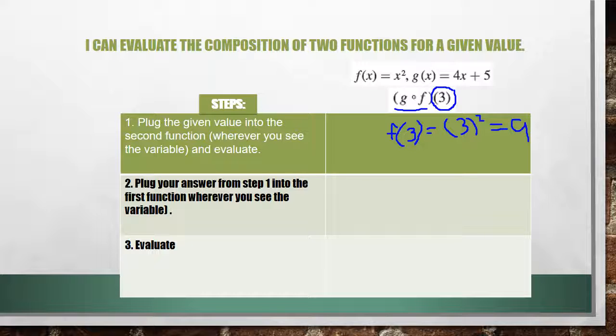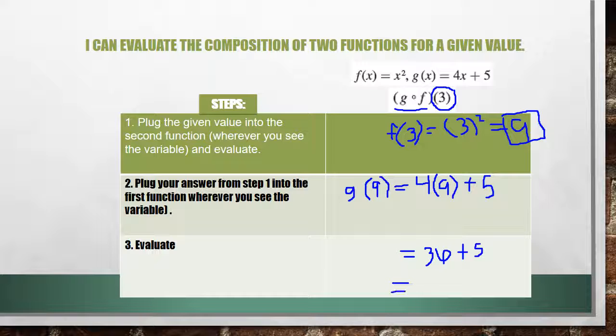Now, step two says to plug your answer from step 1, so here's my answer, into the first function. So now I'm going to find g of 9. And when I do that, I plug it in wherever I see an x in that g function. So it's 4, and then I'm going to put parentheses, which means times 9, plus 5. And so if I simplify or evaluate like step 3 says, I'm going to get 4 times 9 equaling 36, and 36 plus 5 equals 41. And so my answer to g of f of 3 is 41, and that is your final answer.